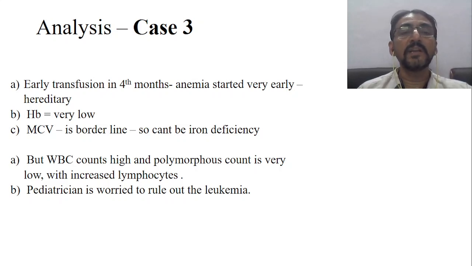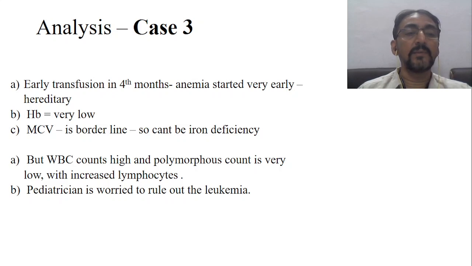And if you look into that, HB is very low, somewhere around 3.5. MCV is borderline. MCV is not very much lowered. So we cannot conclude that this is iron deficiency anemia. What happens to MCV in case of iron deficiency anemia? Slightly decreased, microcytic. Now, but what is more important here is WBC.